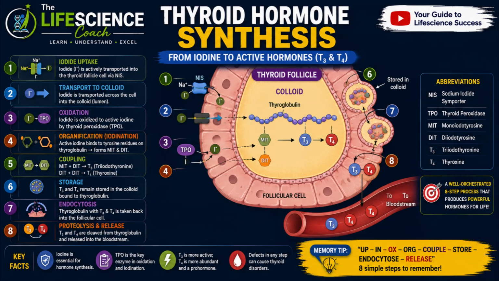When stimulated by TSH, the thyroid cells take up thyroglobulin through endocytosis. Proteolytic enzymes then release T3 and T4 from thyroglobulin, allowing them to enter the bloodstream and reach target tissues throughout the body. This entire process ensures a continuous supply of thyroid hormones necessary for normal metabolism and growth.